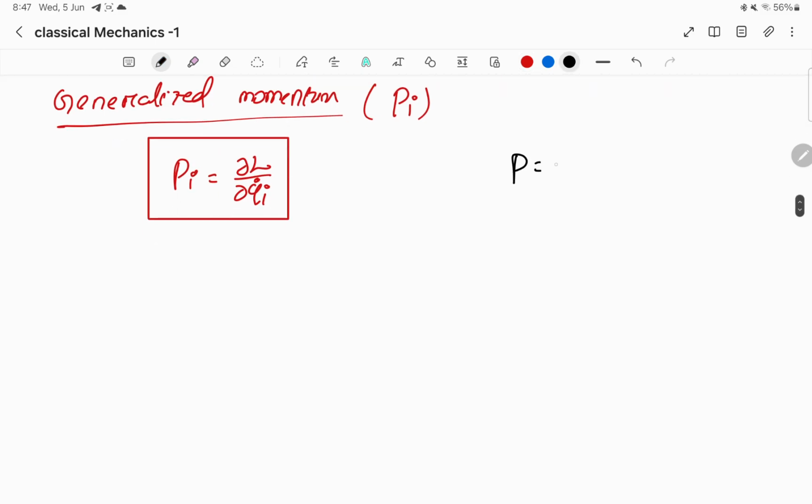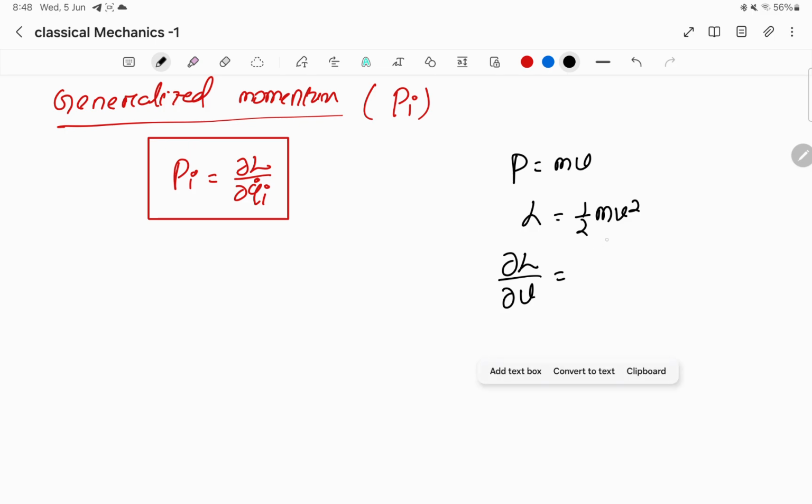We know that p is how much? mv, isn't it? If I have to differentiate, Lagrangian is what? The kinetic energy, isn't it? Half m v square, the dimension of energy. If I differentiate del L upon del Qi dot, which is the generalized velocity, you will get half 2 mv, isn't it? mv, that will give you p.